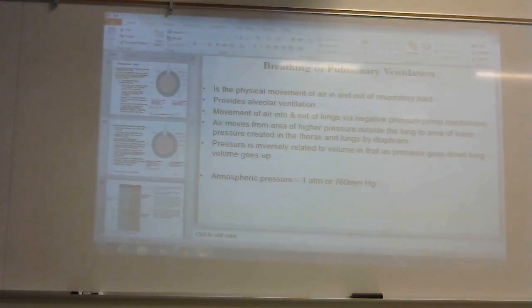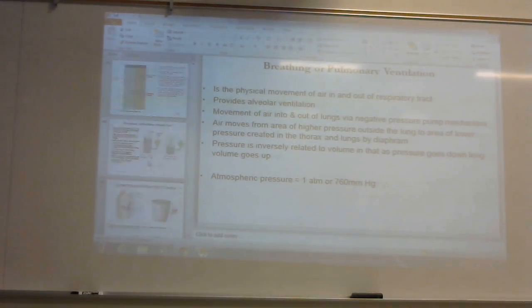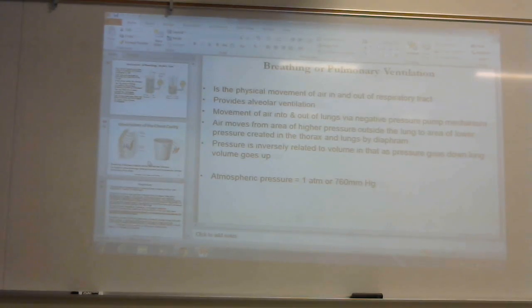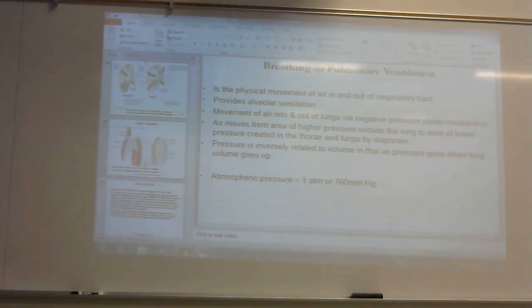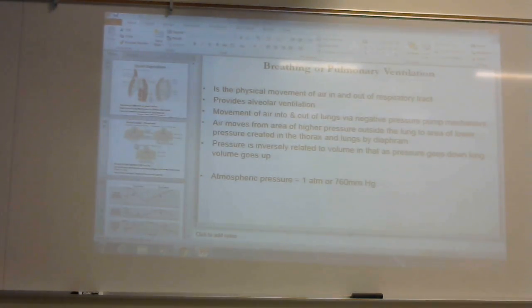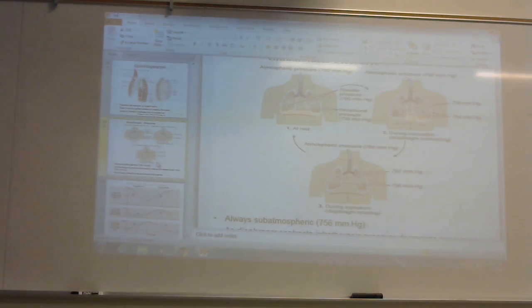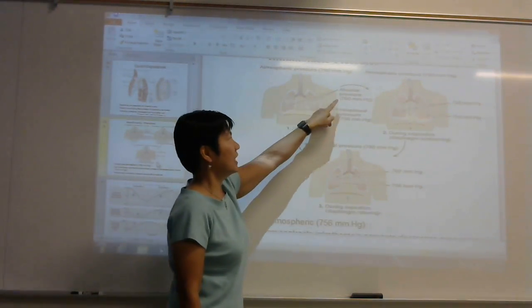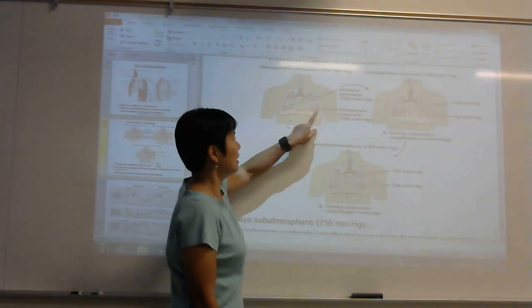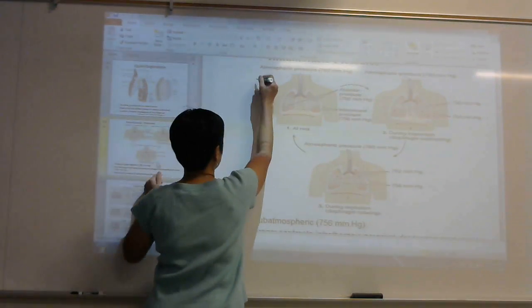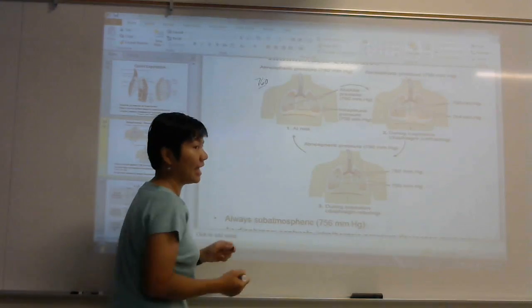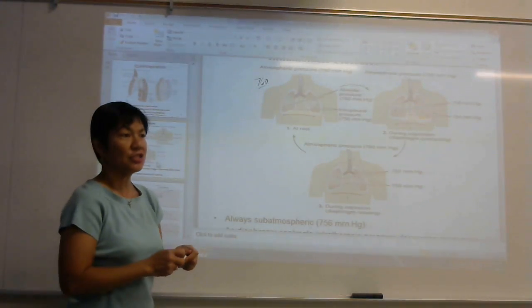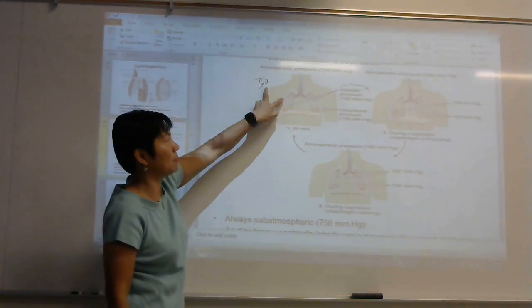So there are two pressures involved: the pressure outside, called atmospheric pressure, and the pressure inside your lungs, or here it's called alveolar pressure. The pressure outside is 760. That's the normal atmospheric pressure. So we start with equal pressure.